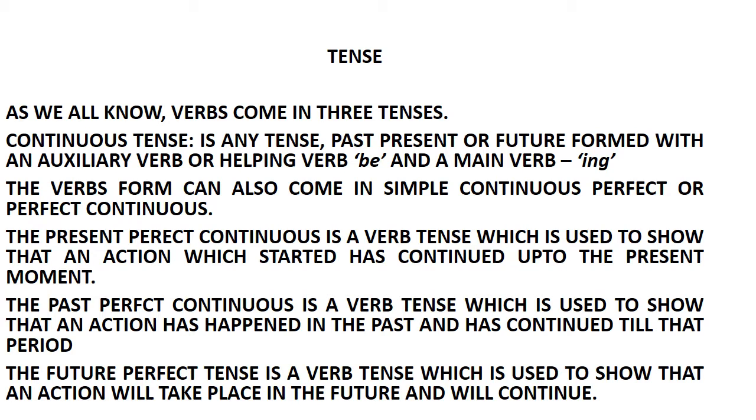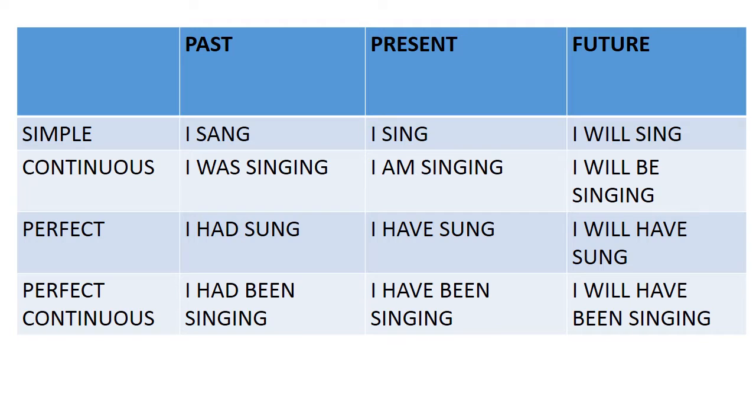Now moving on to the future perfect continuous tense. It's a verb tense which is used to show that an action will take place in the future and will continue. Now here I am going to explain more about it in the form of a table. Children, this table represents the verbs in different forms with the kinds of tenses given.